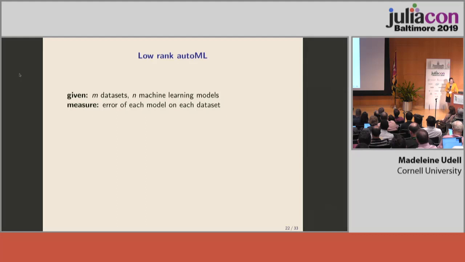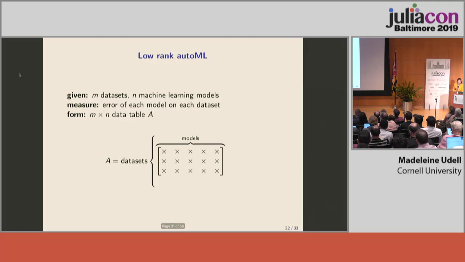This takes a while. But you can do this offline, right? Our goal is that when a new person comes in with a new data set, we should be able to give them a good model fast. So we're going to do this all offline. Collect information about the world of machine learning. From this, we're going to form an M by N data table A. The rows correspond to data sets, the columns correspond to models. We've observed every element in here.